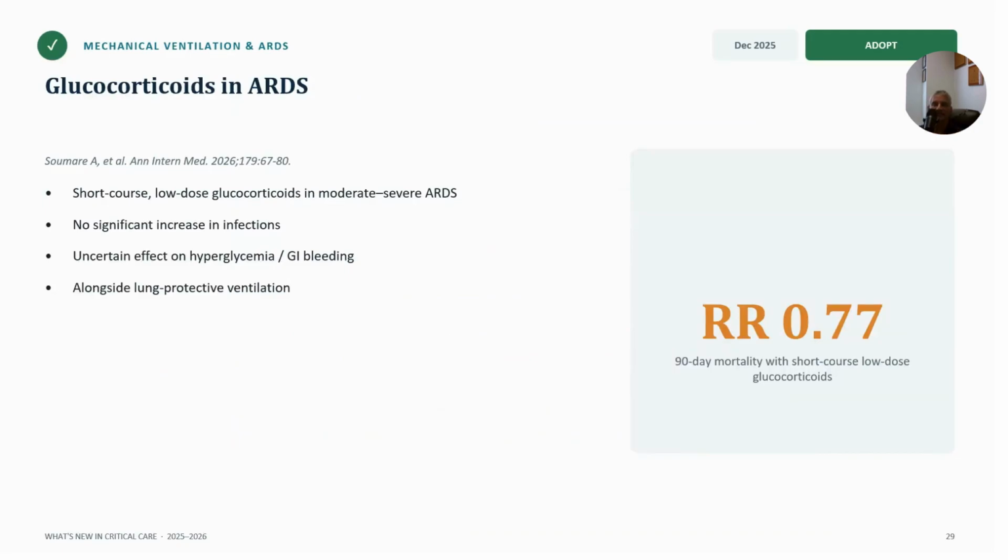Steroids in ARDS, another trial, Annals of Internal Medicine, short course, low dose steroids in moderate to severe ARDS, no significant increase in infections, and the relative risk was 0.77. The dosing is like dexamethasone, 10 milligrams for 5 days is the typical dose.